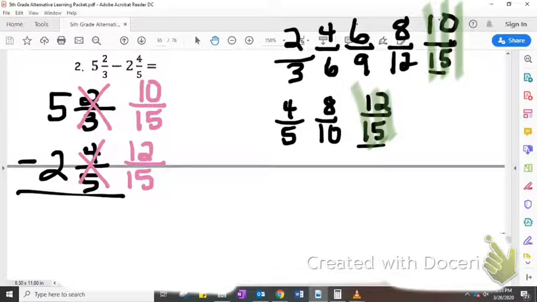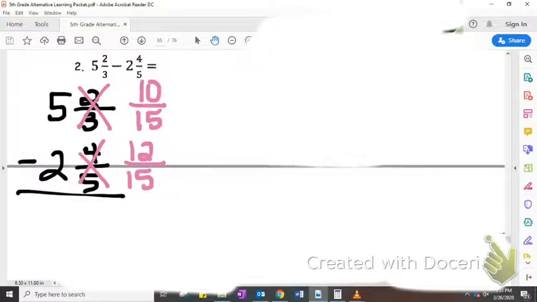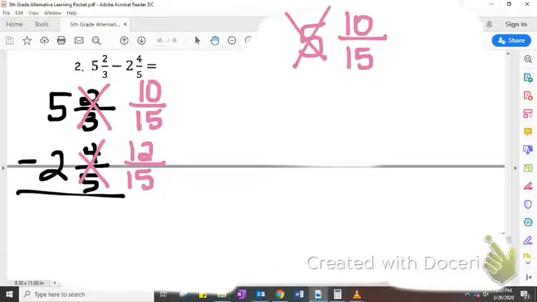Okay, so we're faced with the same challenge again. We're faced with the challenge of subtracting 10/15 minus 12/15, but you can't do 10 minus 12. Okay, so we're going to have to borrow from the whole. So 5 and 10/15. Let's rewrite it with an improper fraction. I'm going to replace the 5 with 4 and 15/15. Means the same thing. 15/15 is equivalent to 1 whole.